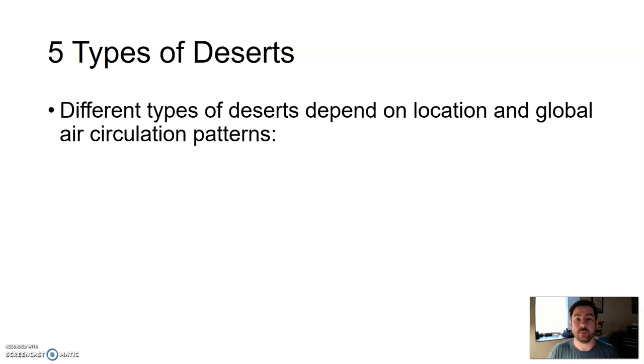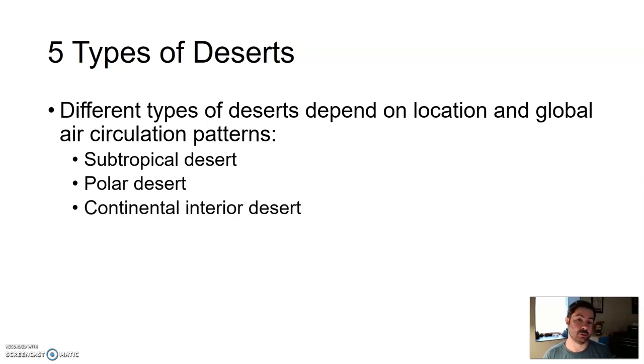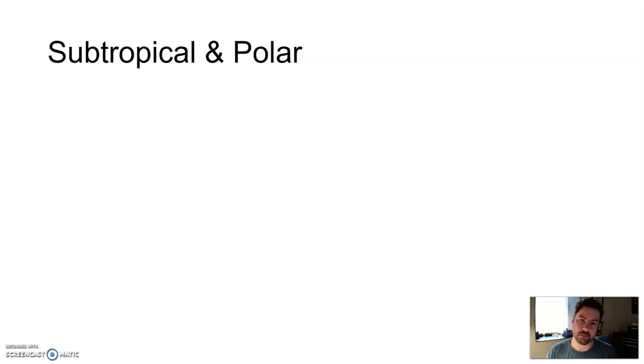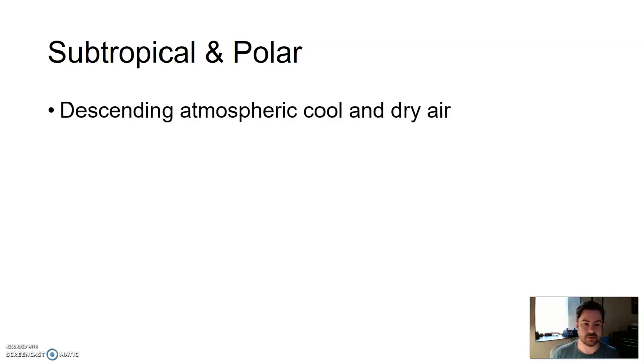And we'll just go through the list and do them one by one: subtropical deserts, polar deserts, continental interior deserts, rain shadow deserts, and coastal deserts. So let's talk about the first two because they form via the same process. Subtropical and polar deserts. Both of these types of deserts form due to descending atmospheric, cold, and dry air.